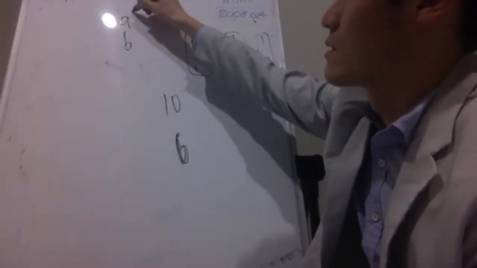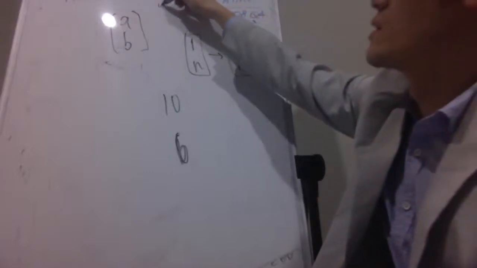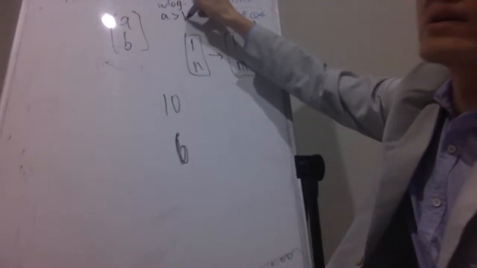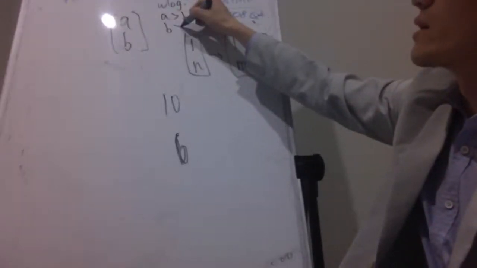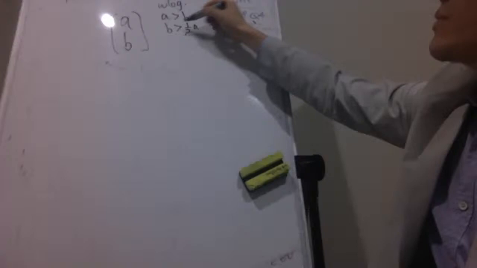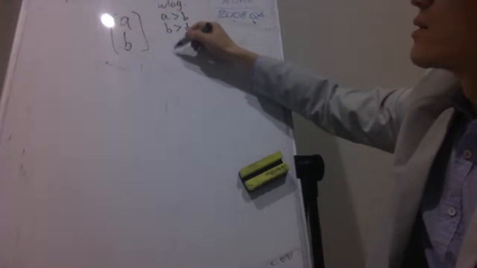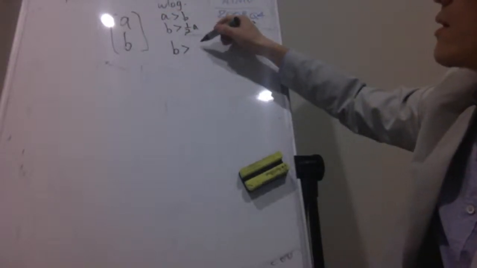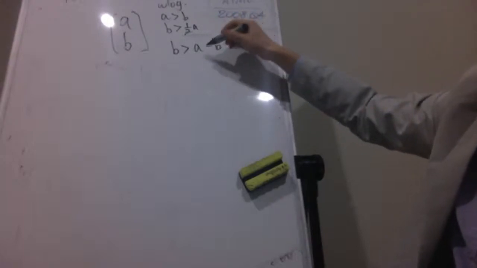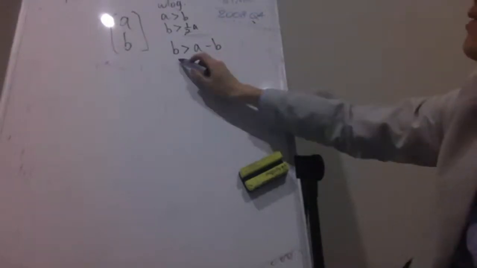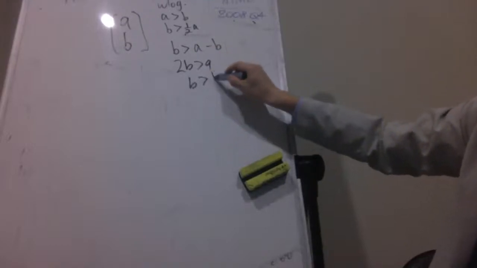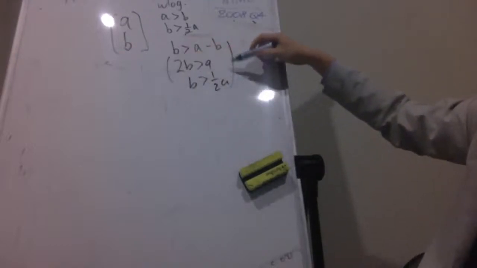So a way to write that is you have A and B in a column. Without loss of generality, we say A is bigger than B, and B is bigger than half A. See what I'm getting at? If A is bigger than B and B is bigger than half A, then the difference is less than B. So we're saying B is bigger than A minus B. That's true because it's the same as saying 2B is bigger than A, B is bigger than half A, right?